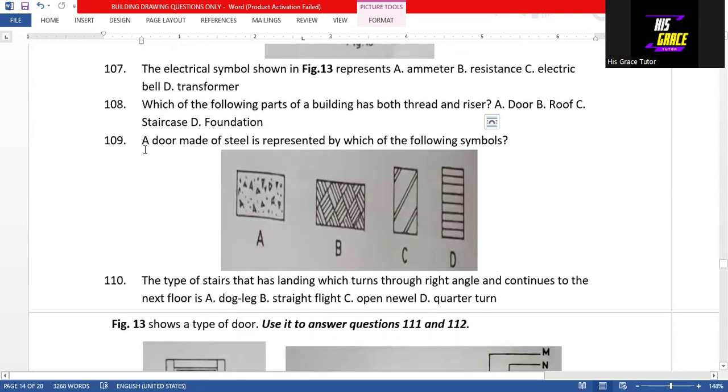Question 109, a door made of steel is represented by which of the following symbols? So that is option D, the answer to question 109. So the answer is option D.